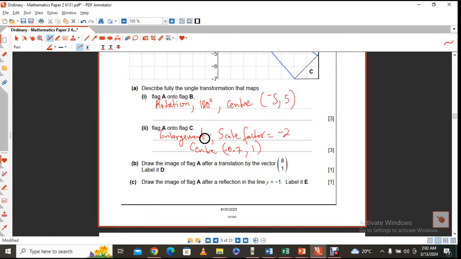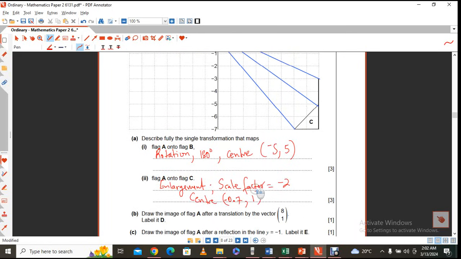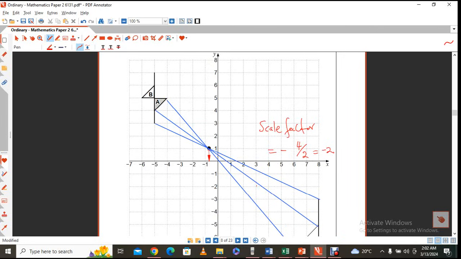Right. Now, they say you must draw the image of flag A after its translation by the vector (8, 1). So when you look at the vector (8, 1), wherever that A is, we're going to say, for example, I take this part and I'll count 1, 2, 3, 4, 5, 6, 7, 8, and I go up by 1. So that's where this is going to be. And I know that it has to be 2 places. So I can definitely complete that without having an issue. Okay. And then you label it, as they were saying, label it D.